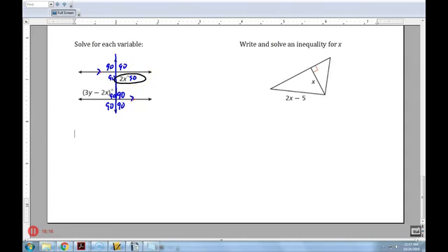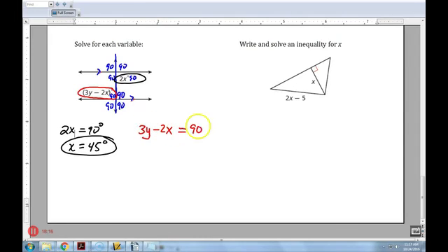Let's set this one up first. 2x has to be equal to 90 degrees. Divide both sides, and I find out that x has to be 45 degrees. Then I'm going to focus my efforts over here. I know that the 3y minus 2x, that expression, has to be equal to 90 degrees. But now I can use the fact that I know x is 45.